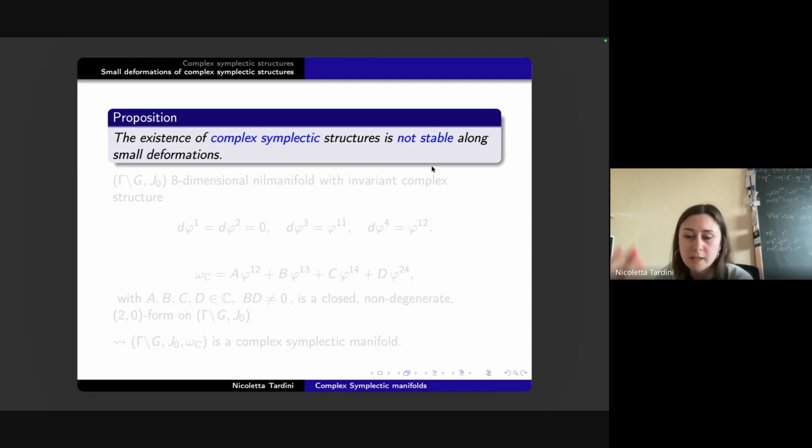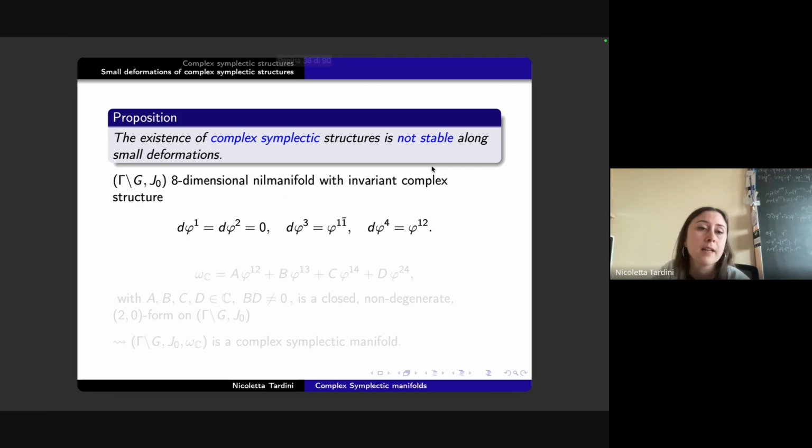One of the many examples we constructed is the following, and it is a nilmanifold. We have an 8-dimensional nilmanifold, say G over Gamma, with an invariant complex structure J0. This complex structure comes from a left-invariant complex structure on G, so it comes from a complex structure on the Lie algebra of G.